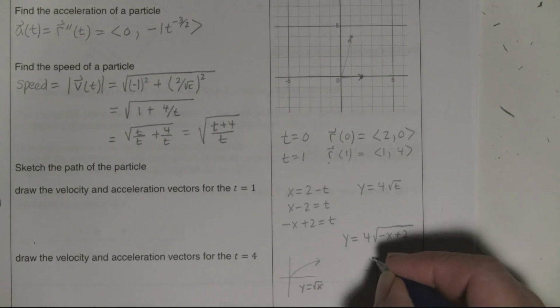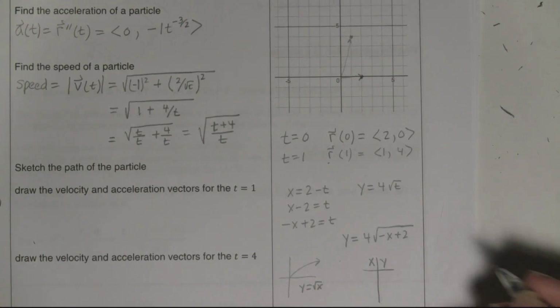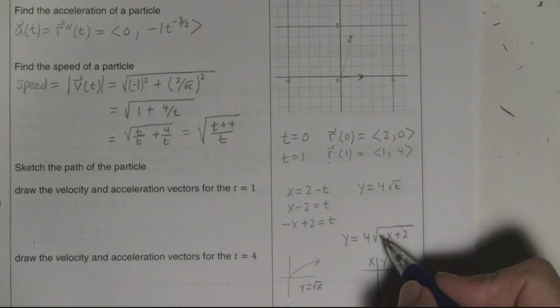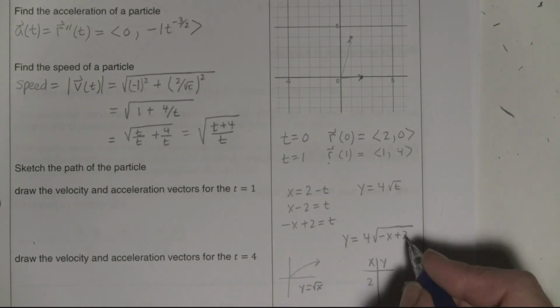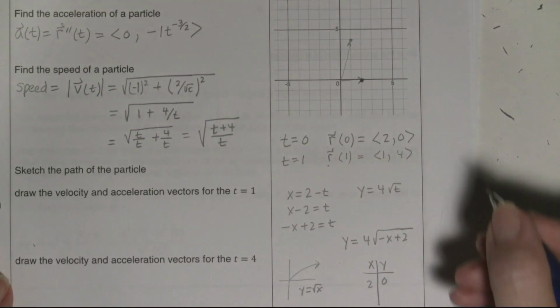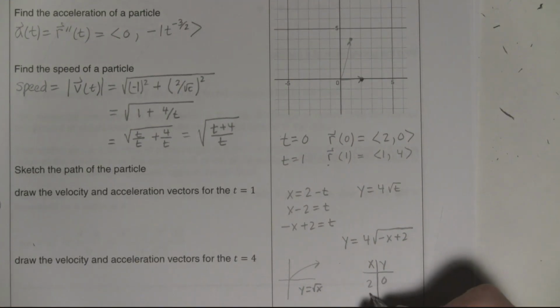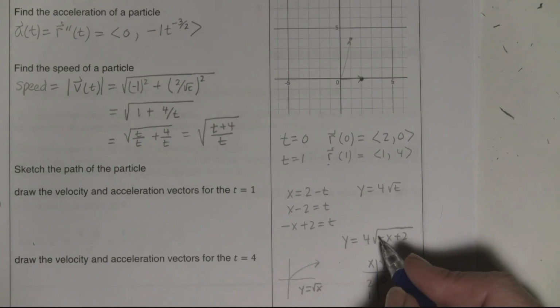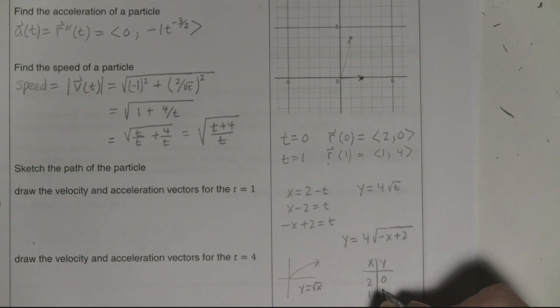So I already have here x and y. I've already plotted when x was 2. When x was 2, y was 0. And you see we got that point right there. And I've already plotted when x was 1. Well, that's the square root of 1, which is 1, times 4 is 4.